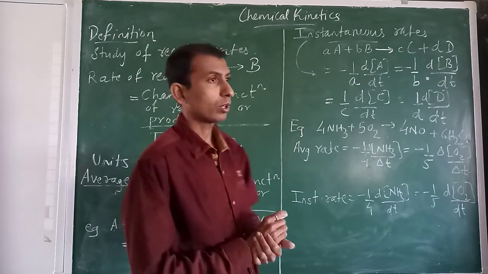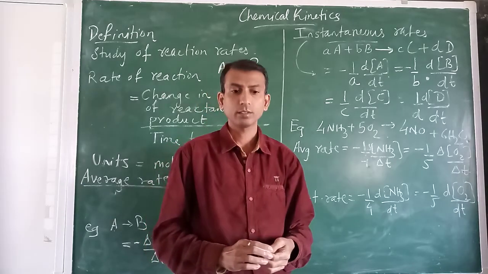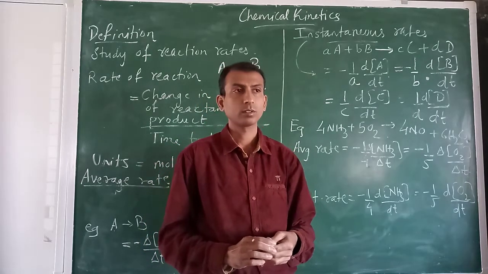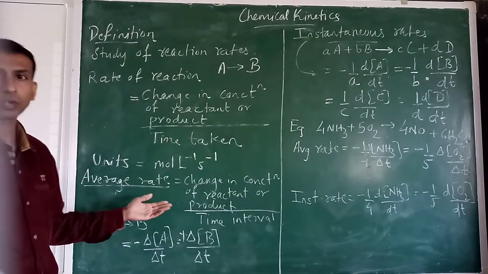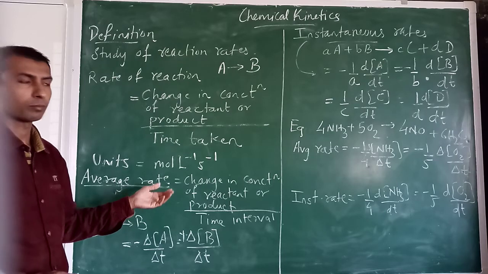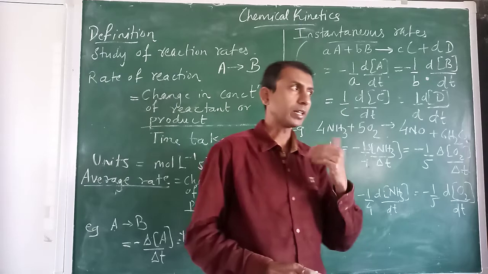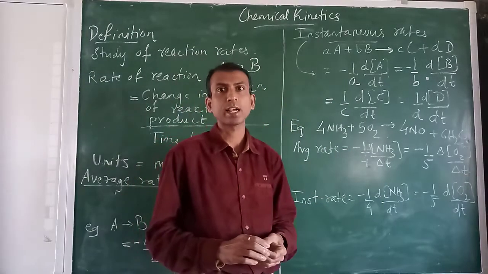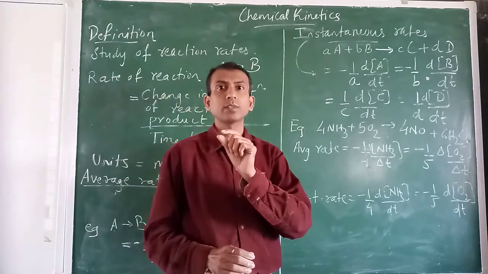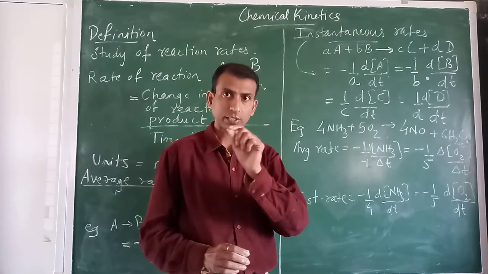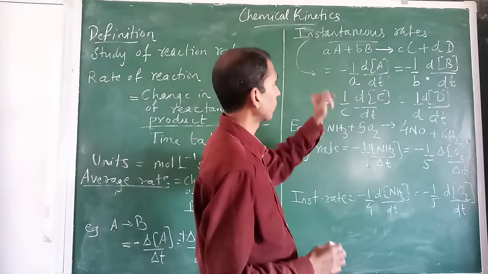In the instantaneous rate equation, the time interval is very small. In average rate, the reaction might be going to completion in half an hour, 1 hour, but here the time interval is very small. Then we write down the rates of the reaction in the form of instantaneous rate, where the time interval is very small and the change in the concentration is very small for the reactants or products. So in this way you write the equation now.